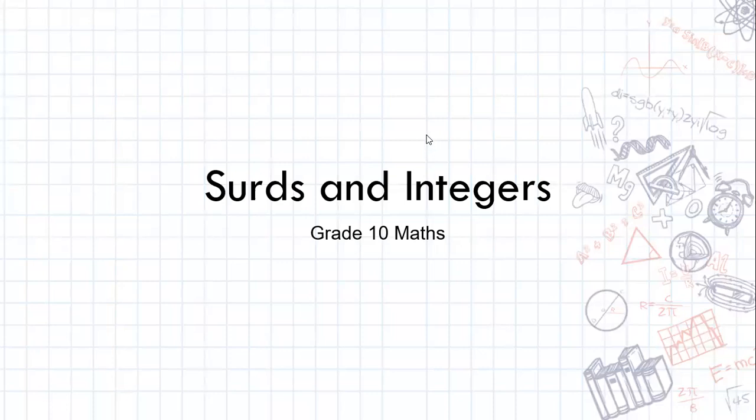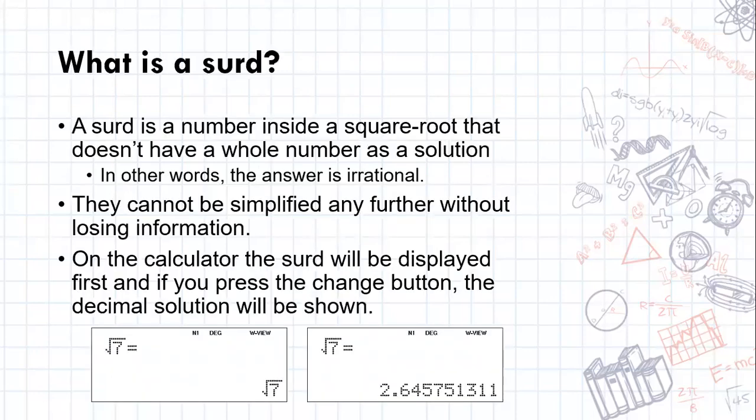Now, you will use surds and integers in your FET phase, so grade 10, 11, and 12, although you are first introduced to them in grade 10. So, what is a surd? A surd is a number inside a square root that doesn't have a whole number as a solution. In other words, it's irrational, or your answer is a decimal. Now, a surd cannot be simplified without losing information.